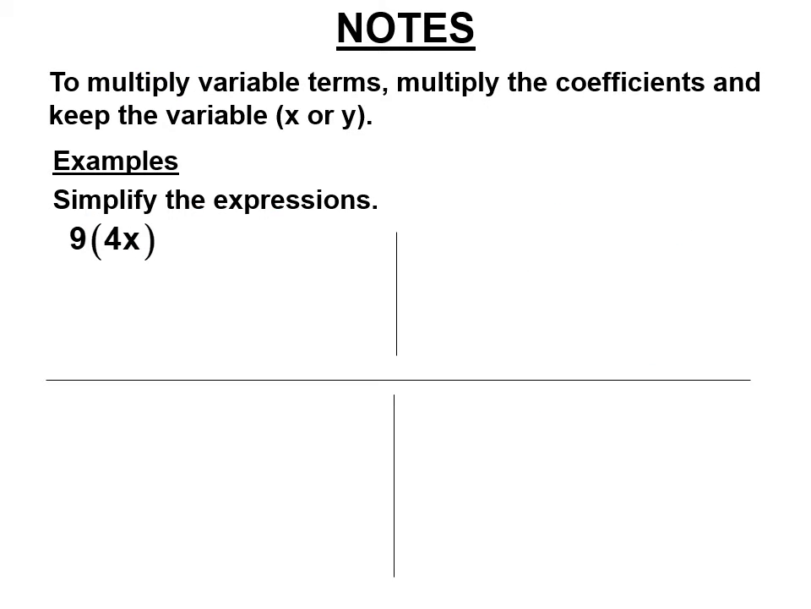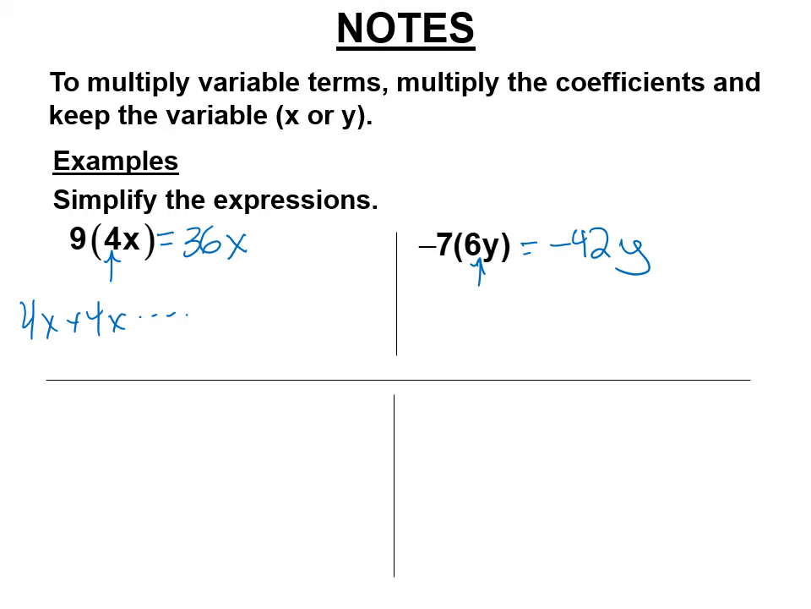All right, so we're going to multiply variable terms. We're going to multiply the coefficients. So what's the coefficient? 4. We're going to multiply that coefficient and keep the variable. So 9 times 4 is 36. We keep the variable x. 9 times 4x is 36x. I don't want to write it out, but that's 4x being added together 9 times. So we have 6 as our coefficient. We're going to multiply that 6 by the negative 7. One negative in the problem, one negative in the answer, still true: negative 42y, keeping the variable y.